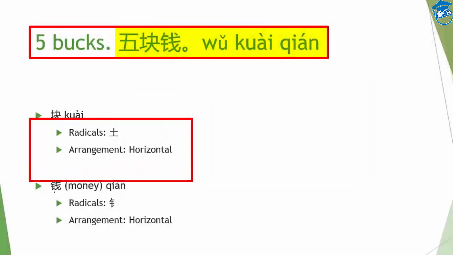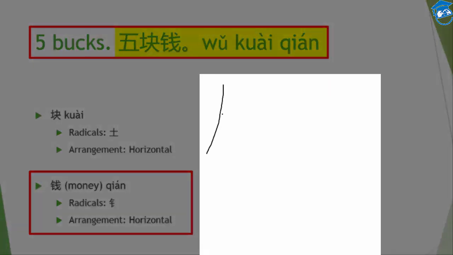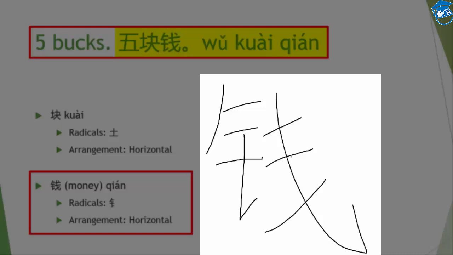Next one is 钱. Okay, 钱 means money in general. The radical is what's on the left, and arrangement is horizontal. Okay, so here's how I write 钱. 1, 2, 3, 4, 5, 6, 7, 8, 9, 10. 钱.